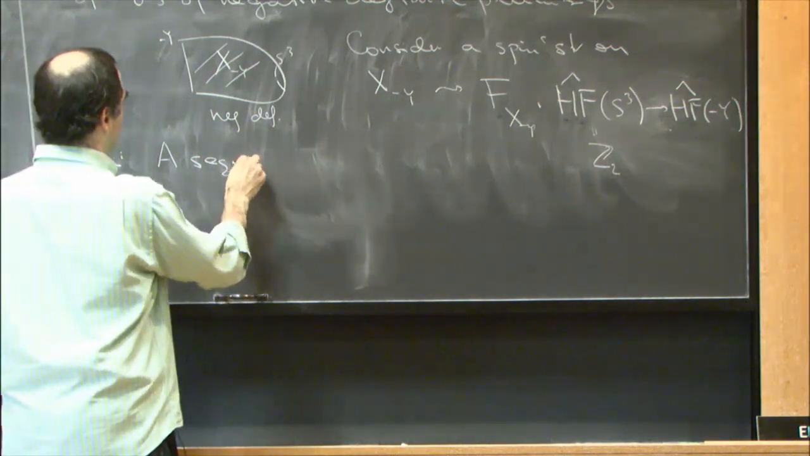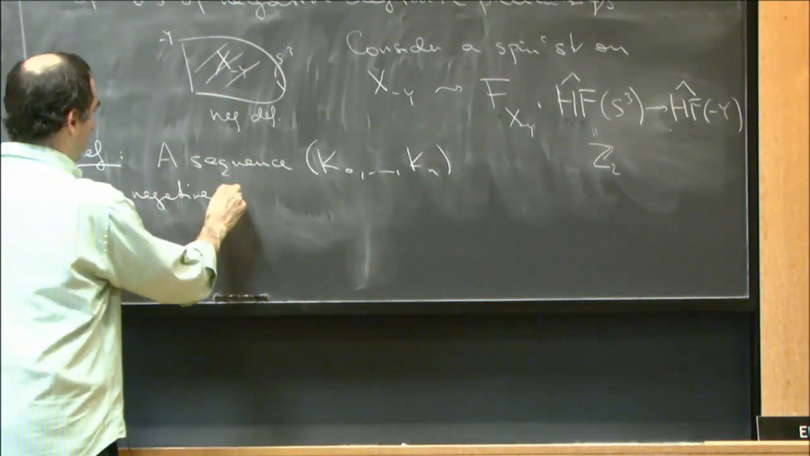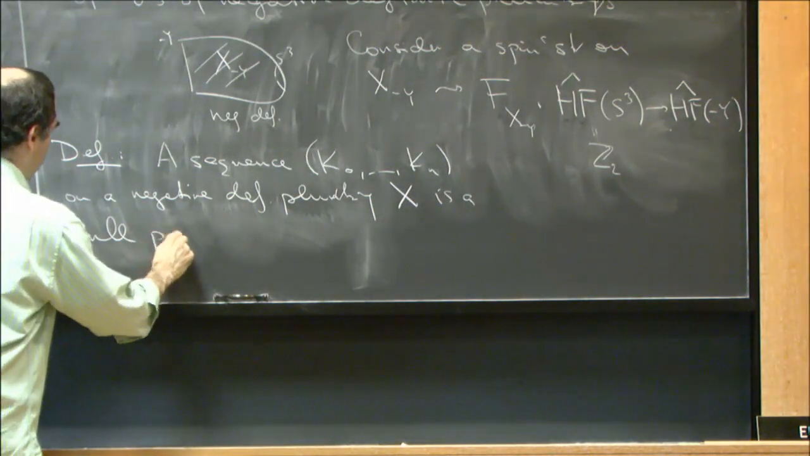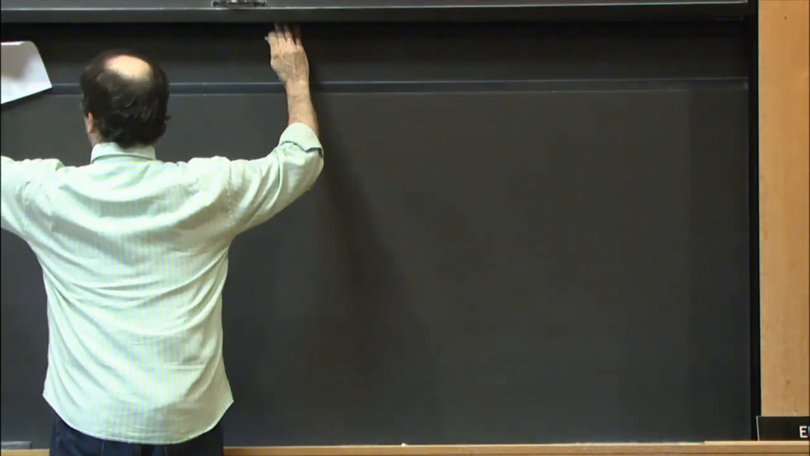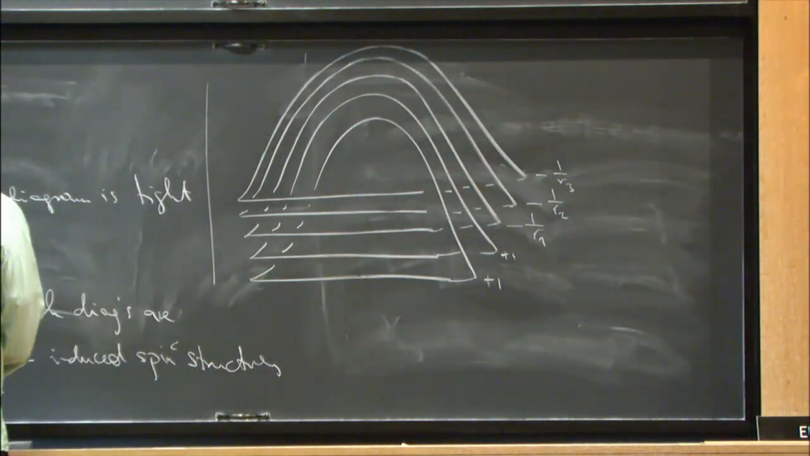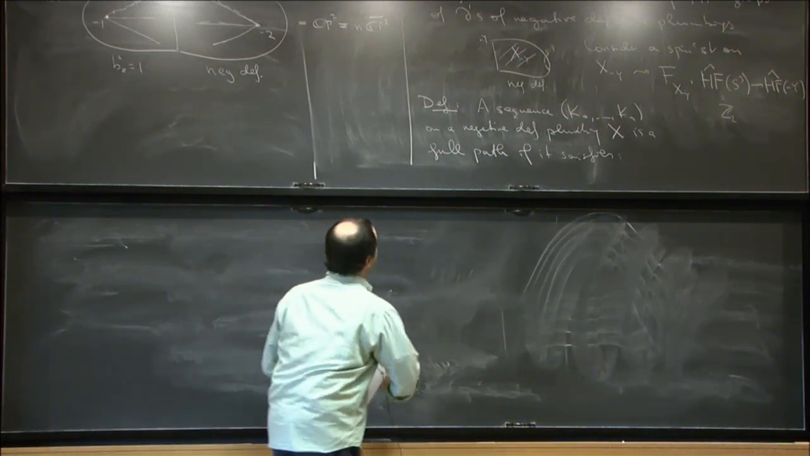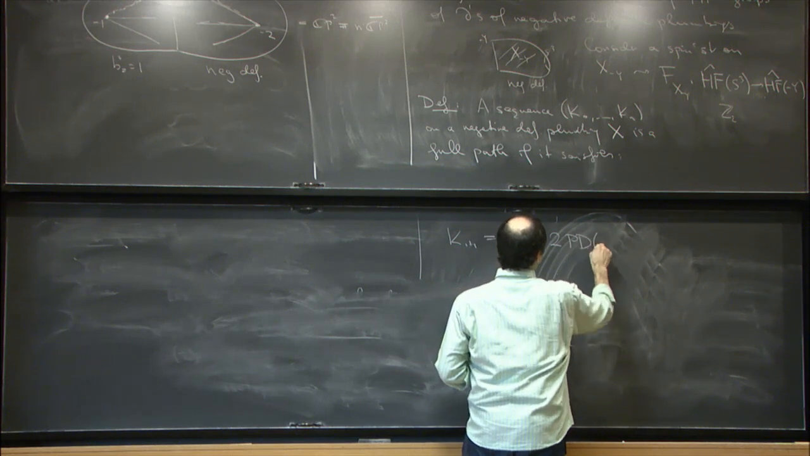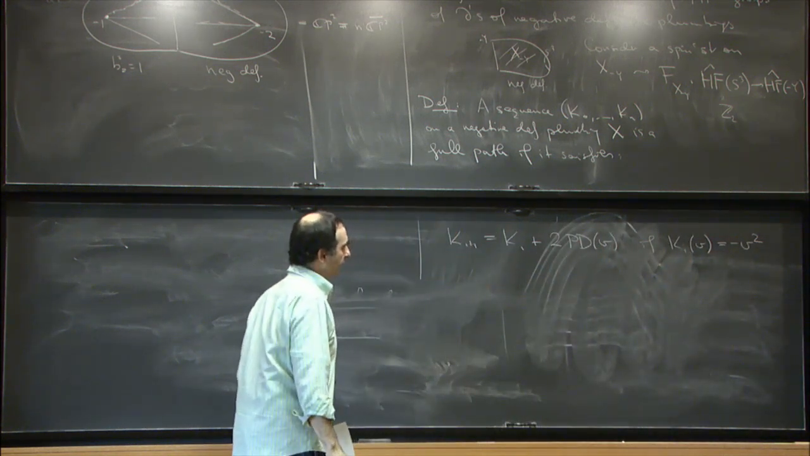A sequence K0, ..., Kn on a negative definite plumbing X is a full path if it satisfies the following properties. So Ki plus 1 is Ki plus twice the Poincare dual of a vertex of the plumbing, if Ki evaluates on the vertex as the negative of its self-intersection.